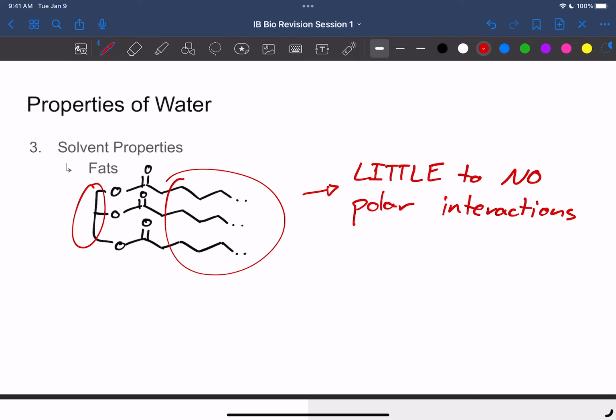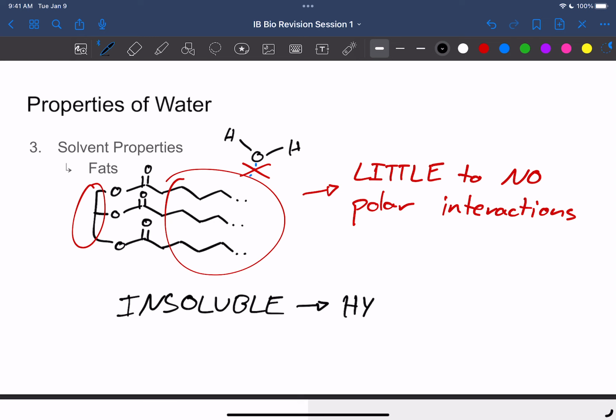And these create a very bad environment for water interactions. So when you have something like fats, you have little to no polar interactions. And this means they're not going to be very soluble, or insoluble. And another word for this is hydrophobic. So you've heard phobias. That means you're scared of something. So if something's hydrophobic, it fears water, water fearing. Not homophobic, hydrophobic. So water fearing.